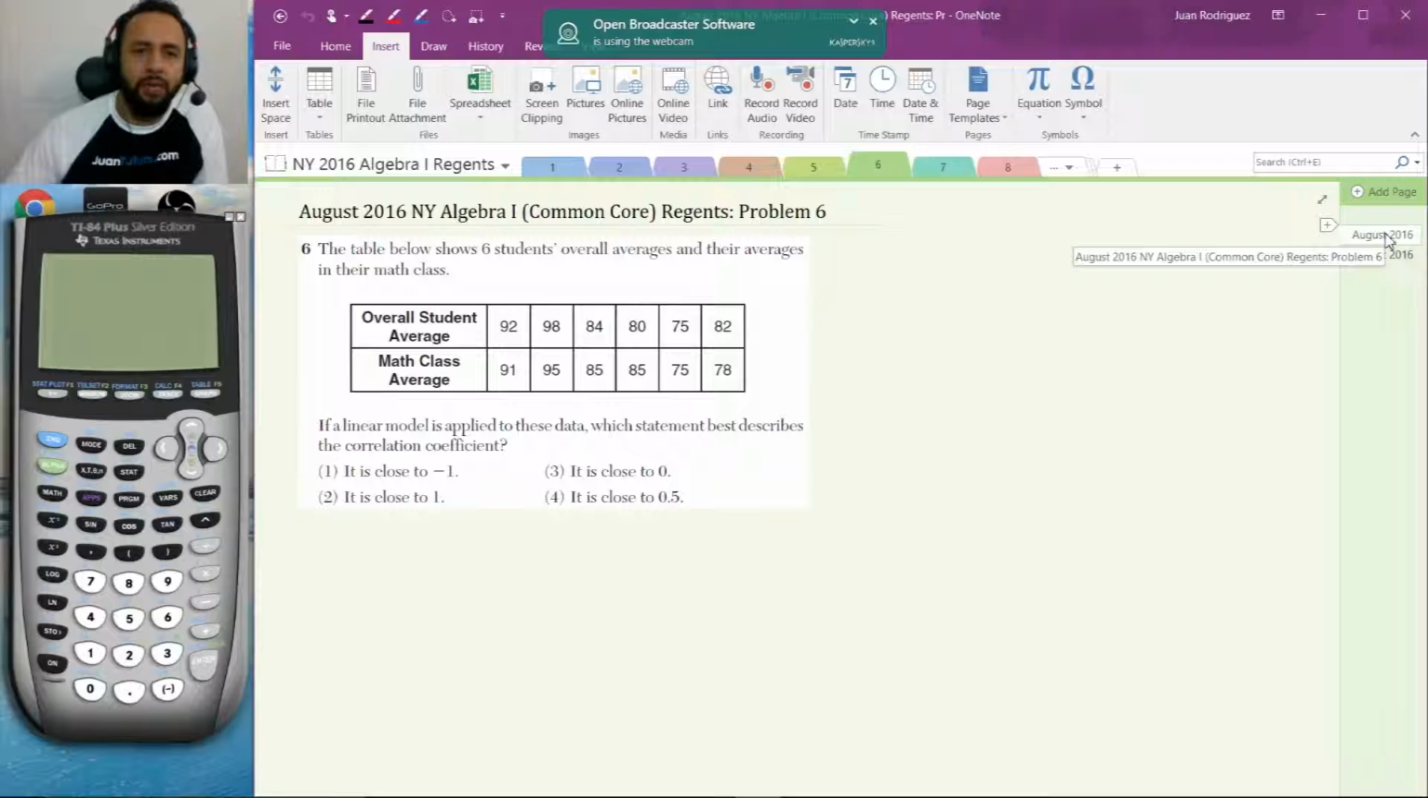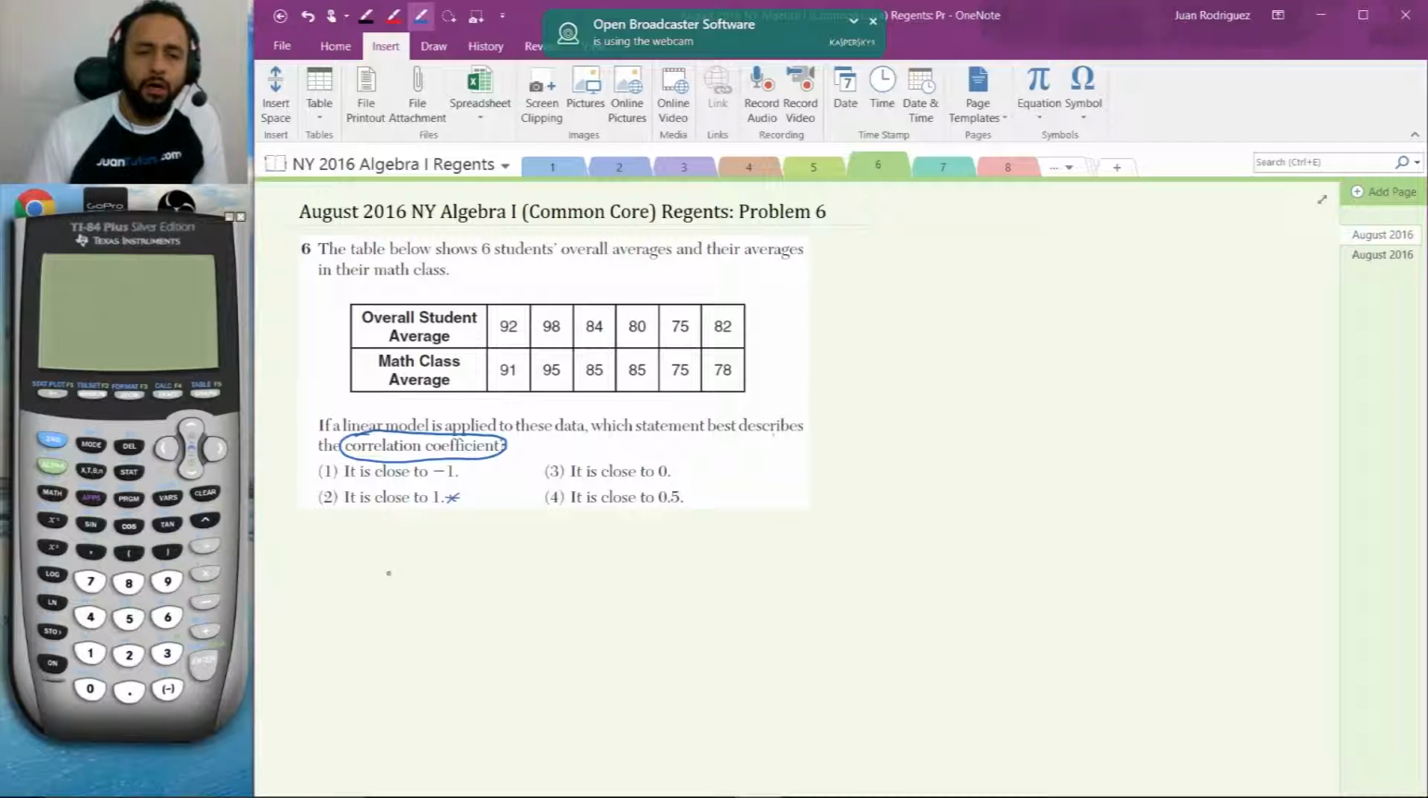Here's the problem. The table below shows 6 students' overall averages and their averages in their math class. If a linear model is applied to these data, which statement best describes the correlation coefficient? Okay, so to do this, you should know kind of what the correlation coefficient means. Choice 1, it's close to -1. Choice 2, it's close to 1. Choice 3, it's close to 0. Choice 4, it's close to 0.5.